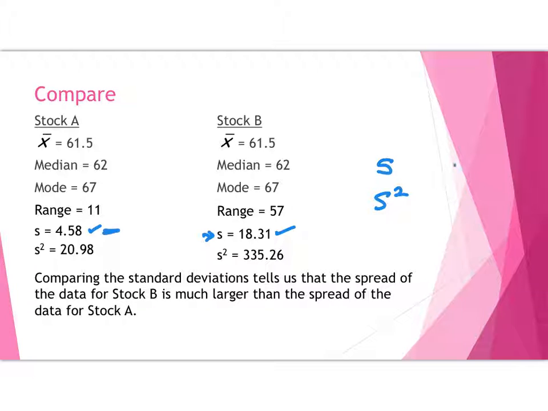Now the symbols for the population standard deviation and the population variance have a different base symbol, but the same principle. If this is the standard deviation for a population, you square that answer and that'll tell you the variance.